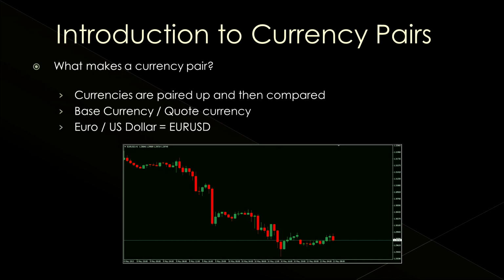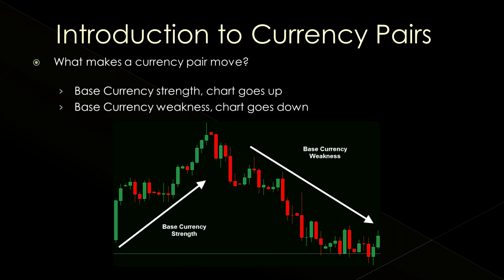So what makes a currency pair? Currencies are paired up and then compared. We have what's known as a base currency and a quote currency. Now, in the term Euro-USD, the euro is what we would call a base currency and the USD the quote currency. What makes a currency pair move? The base currency's strength. The chart goes up when it's strong, and the base currency weakness. The chart goes down, as in the image, when it's weak.